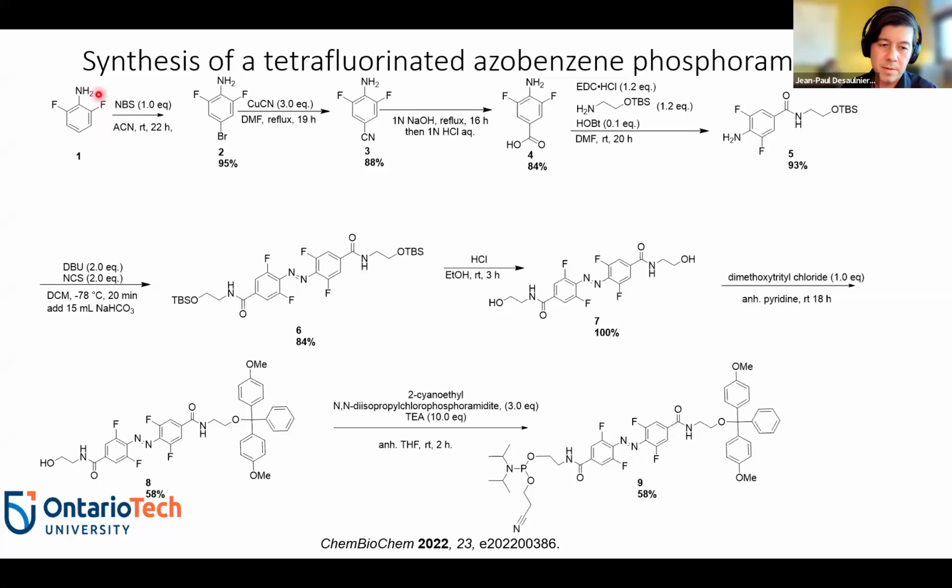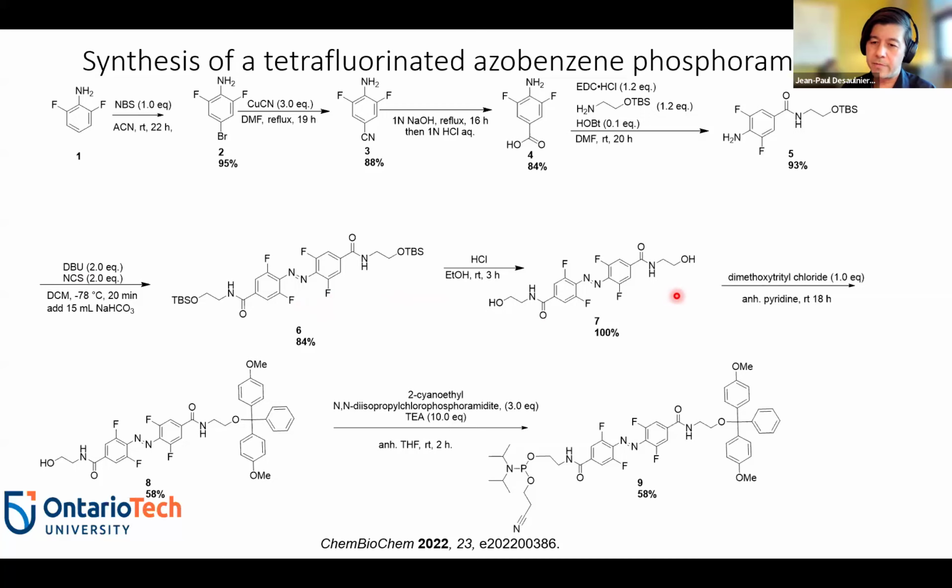Commercially available difluoroaniline, we can brominate this with NBS, do a cyanide substitution, and then we can oxidize to carboxylic acid. And then what we've done here is we take this TBS protected linker, standard amide bond coupling conditions to form this group here. And then we did this diazo coupling with DBU and NCS at -78 using some recent conditions that were reported in Org Lett by Antoine Lin for this symmetrical tetrafluorinated azobenzene. And really the rest is just protecting group removal and manipulation.